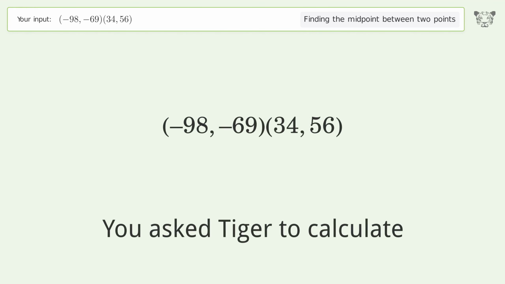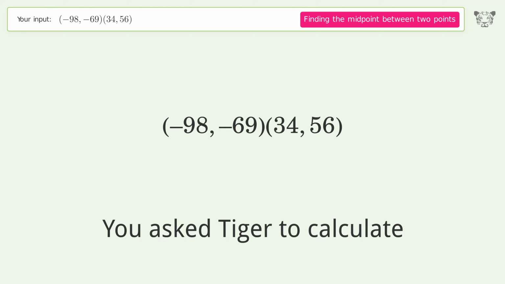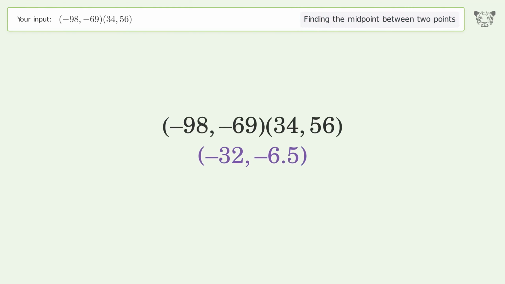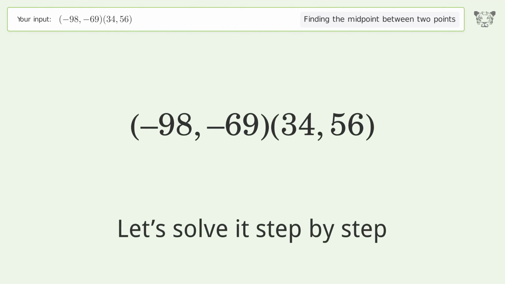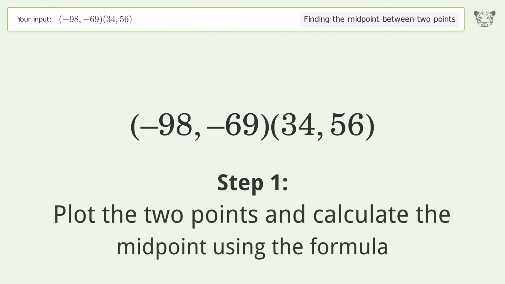You ask Tiger to calculate. This deals with finding the midpoint between 2 points. The midpoint between the 2 points is -32, -6.5. Let's solve it step by step. Plot the 2 points and calculate the midpoint using the formula.